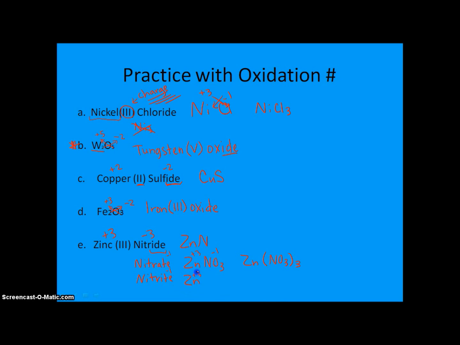And then nitrite, same deal. And zinc's going to be positive 3, except for now it's NO2 because it's nitrite. Is the ending. So it's a polyatomic ion, so it's "-ite". We know this guy is from the periodic table because it says "-ide". So we know we're talking about nitrogen. Right. That's on the periodic table.